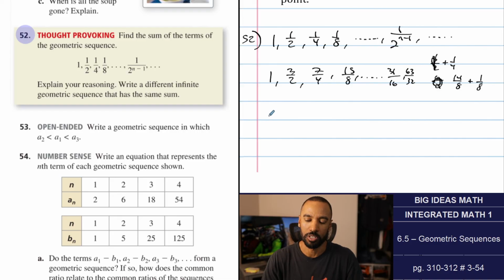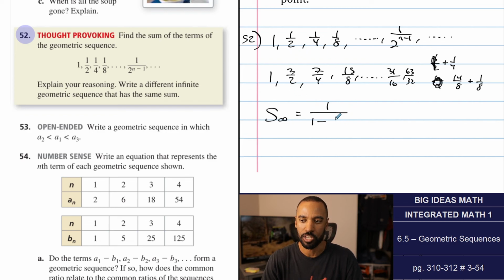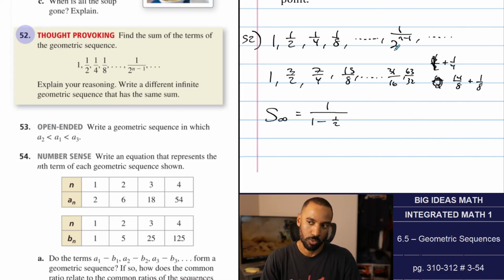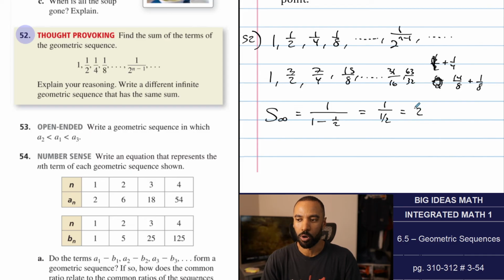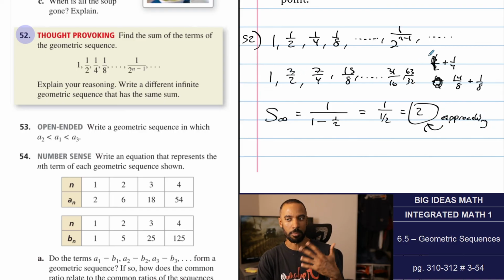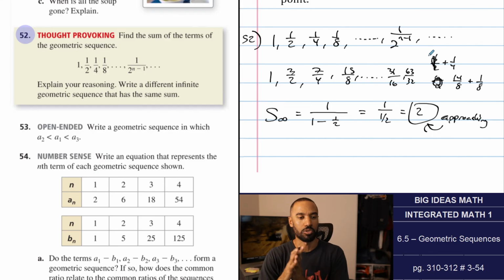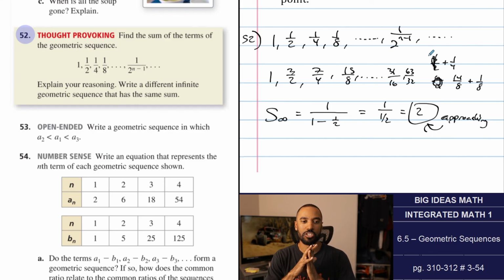The actual formula for that, the sum of the infinite series, you take the first term and you divide by 1 minus the common ratio, and this common ratio is 1/2. The 1 over 2 to the n minus 1, yeah, that's fine. So 1 over 1/2 is 2. So that means we're approaching 2. I don't know how much I can say about that as an overall for you to understand it fully without me adding those and just showing you how it's getting closer and closer to it. Write a different infinite geometric sequence that has the same sum.